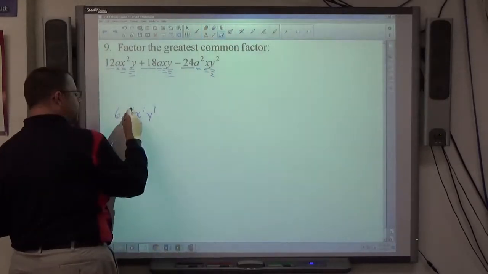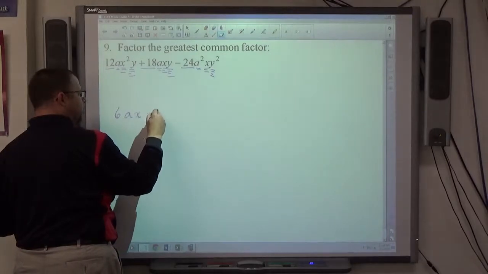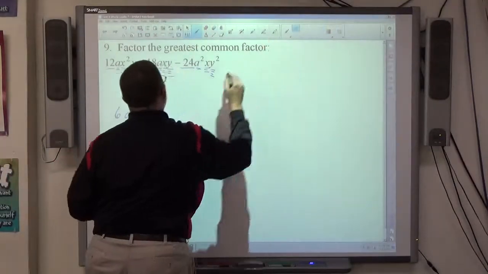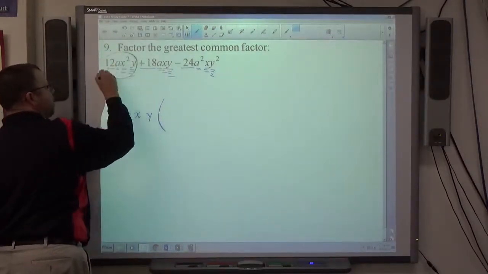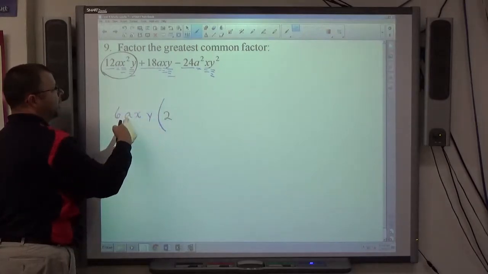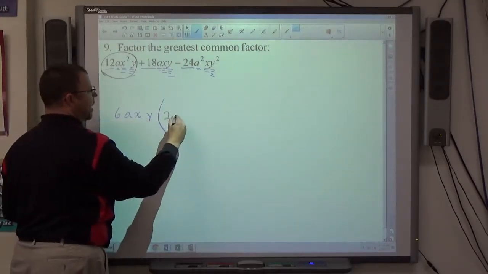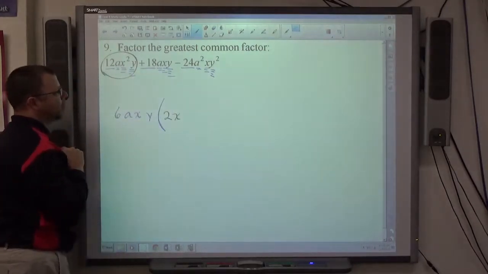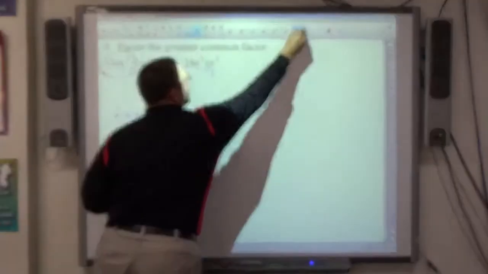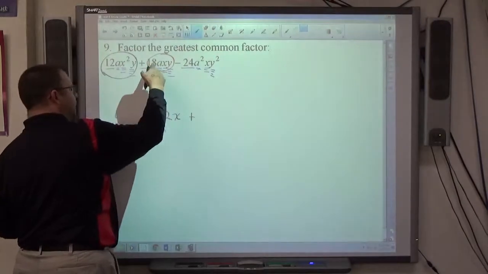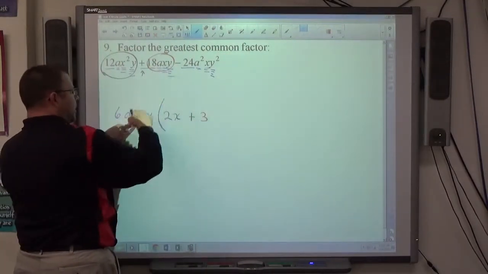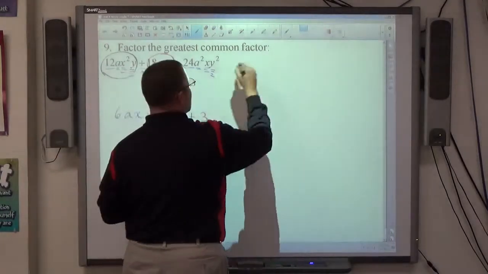And for the sake of writing an answer, I don't put the first powers on usually, so I'll just keep those off. And then again, it's just a matter of taking each term individually and dividing by this common factor. So 12 divided by 6 is 2, a divided by a cancels, x squared divided by x is x, y divided by y cancels. Then I had a plus sign. The next term, 18AXY. 18 divided by 6 is 3, a cancels, x cancels, y cancels. Then I got a minus sign.